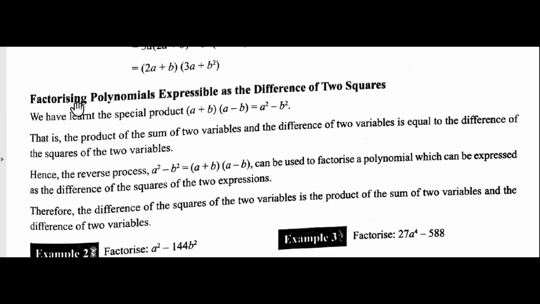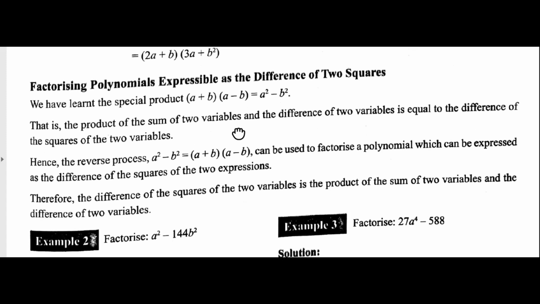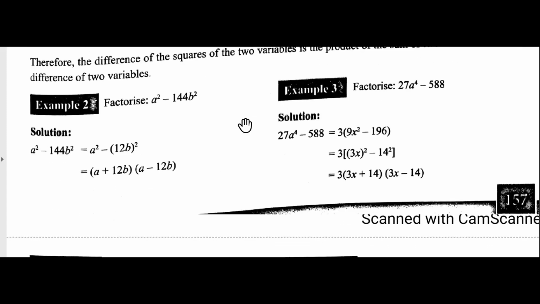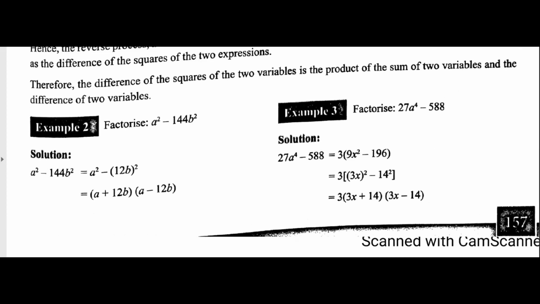So the next topic is factorizing a polynomial expression as a difference of two squares. You have two squares whose areas are a square and b square. If you find the difference of their areas, that is a square minus b square, that's nothing but a plus b into a minus b. This is a standard formula which you have to remember in this particular chapter. Based on that formula we have many solved examples.